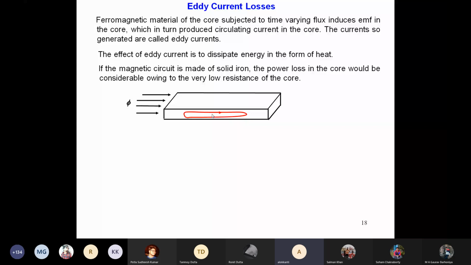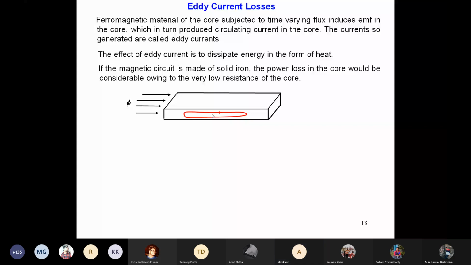As I just told, if you touch any electrical equipment, like a pedestal fan, after switching it off, you find that it has become hot. If you touch the refrigerator when it is running, you will find that it is hot compared to before it was running.